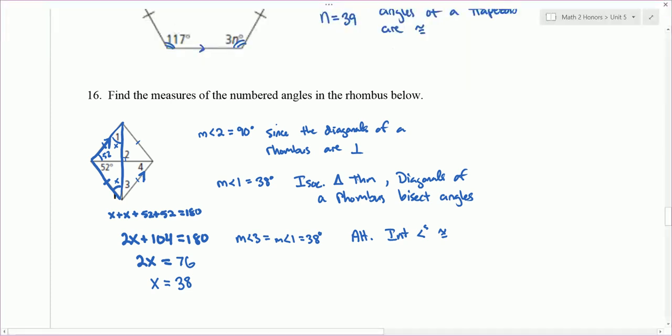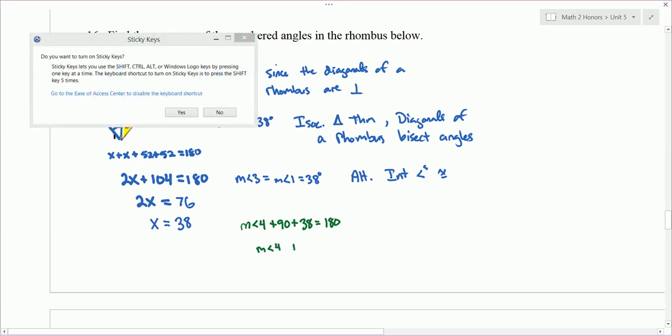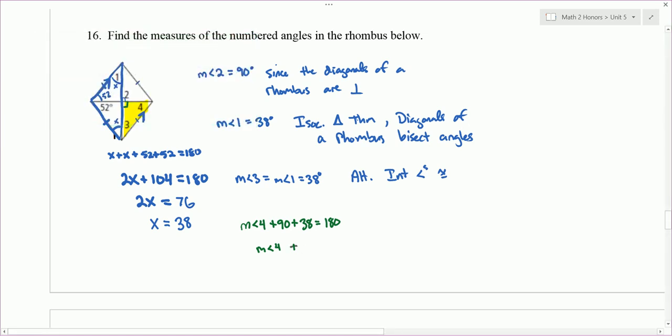So if we look at the bottom right triangle, the one I'm highlighting, that is a right triangle. And so the measure of angle 4 plus 90 plus the measure of angle 3, which is 38, is equal to 180, because the sum of all angles inside of a triangle is 180. 90 plus 38 is 128. Subtract 128 and you get the measure of angle 4 is 52 degrees.